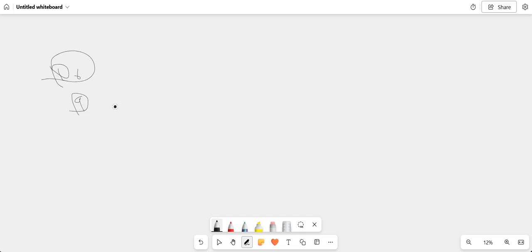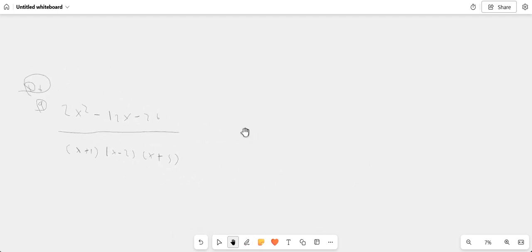Six A, yeah? This isn't in the solution blank, by the way. Don't know why. Alright, 2x squared minus 12x minus 26 over x plus 1, x minus 2, x plus 5, yeah? Cool.